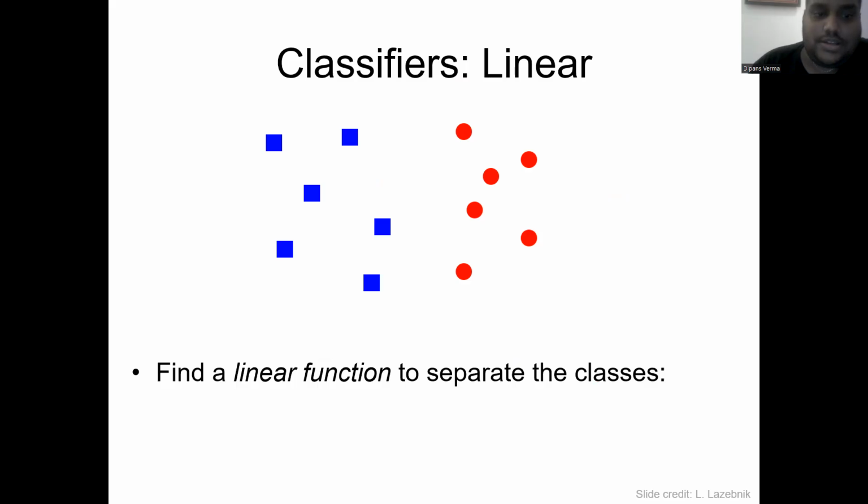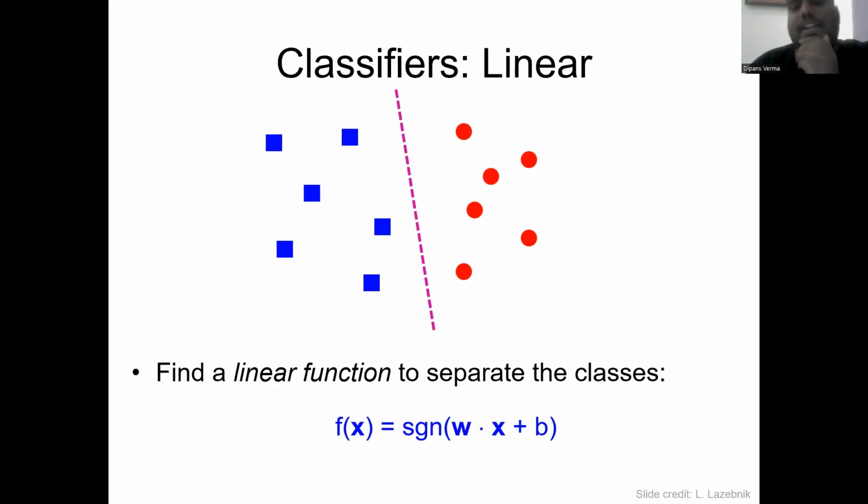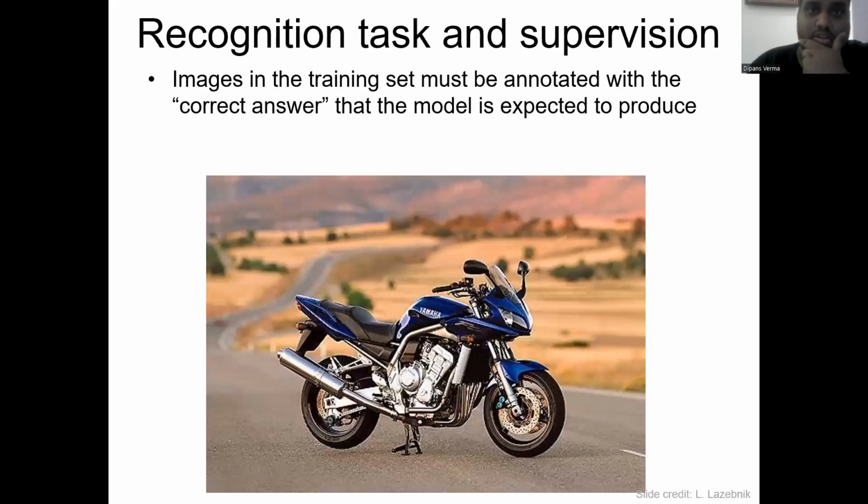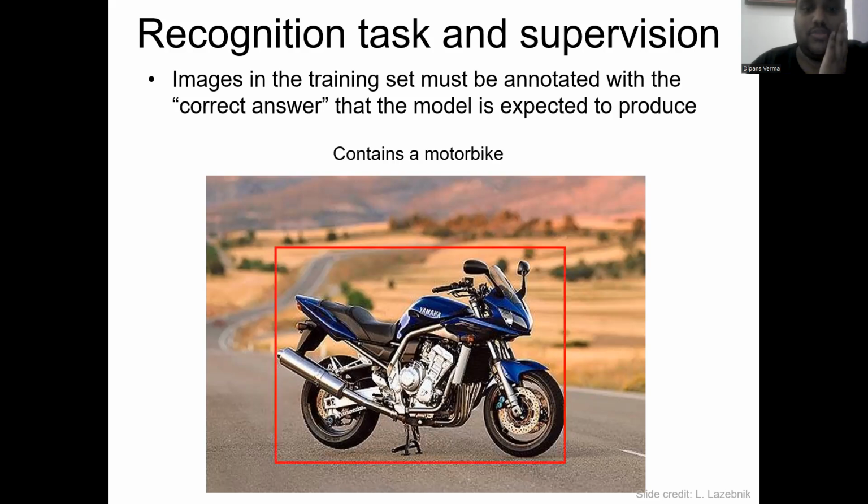Classifier like linear, okay? Find a linear function to separate the classes. Find the weights plus bias. Many classifiers are available, like neural networks, Bayesian networks, logistic regression, K nearest neighbor, RBMs. This is the best one. Recognition: the computer image in the range must be labeled with the correct answer, that the image contains a motorbike. Okay, right.